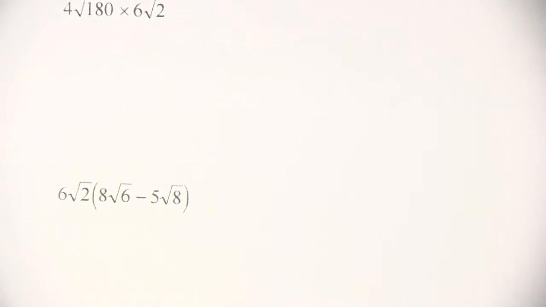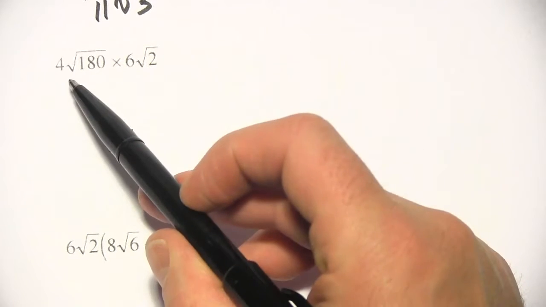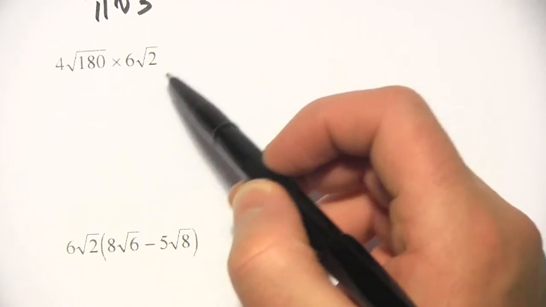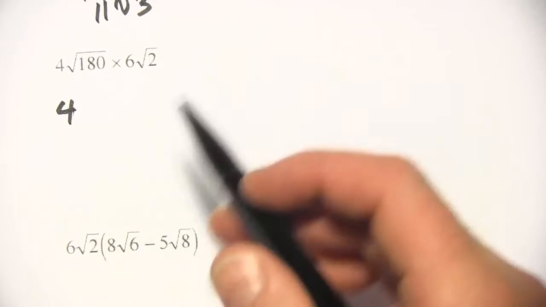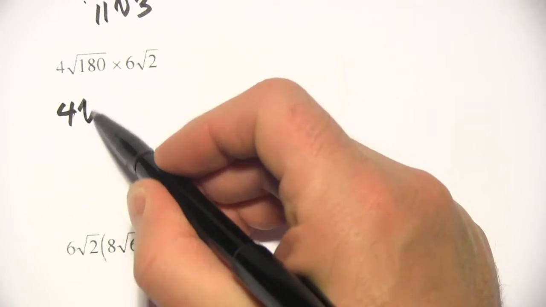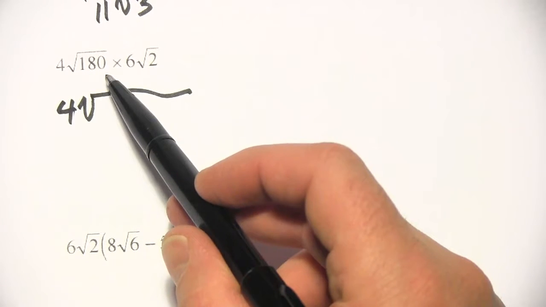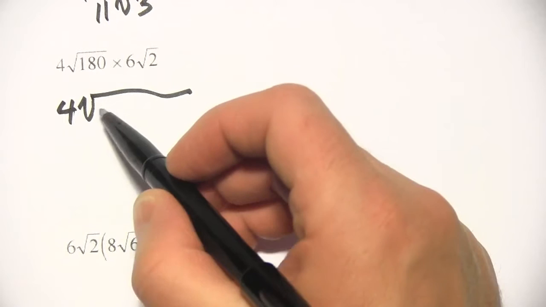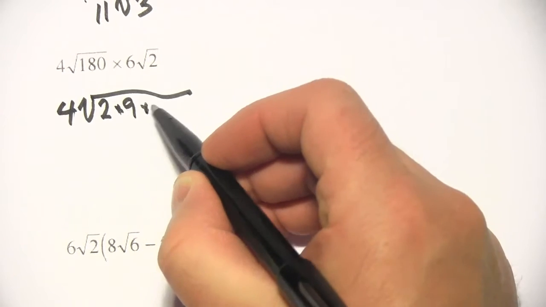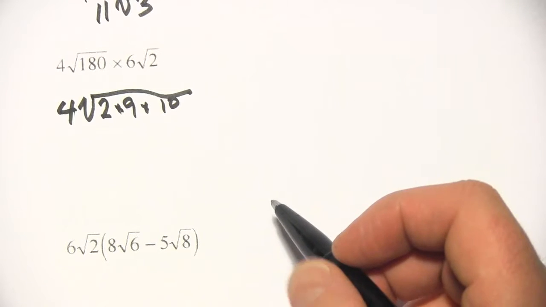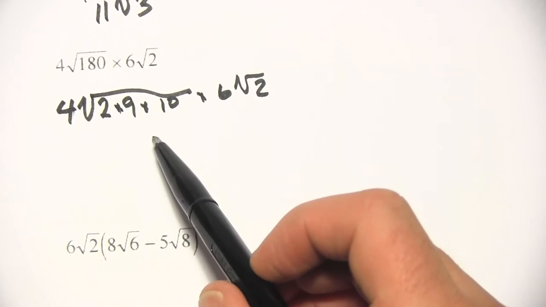A little more complicated. We have 4 times the square root of 180 times 6 times the square root of 2. Well, let's just start factoring 180. What can we do with that? Well, 180 is 18 times 10. And 18 is 2 times 9. So this is 2 times 9 times 10. And let's see, we've got 6 times the square root of 2 out here. Let's see if I can go further here.